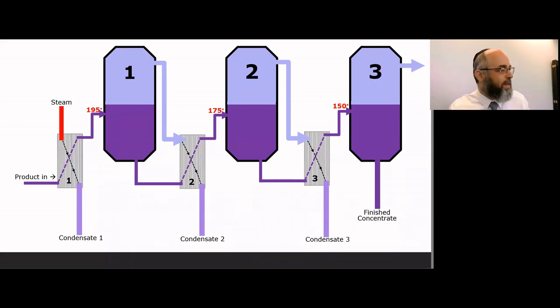So now we've done it in each effect. We got a little bit of water out each time until we got to the last one. By that point, we've gotten out all the water that we wanted to, and our juice is concentrated.